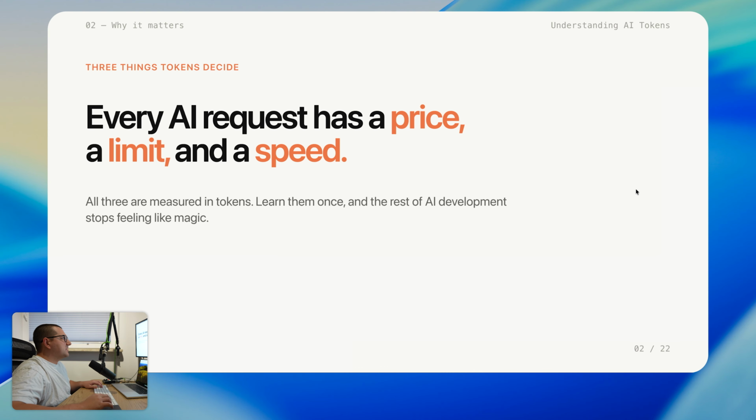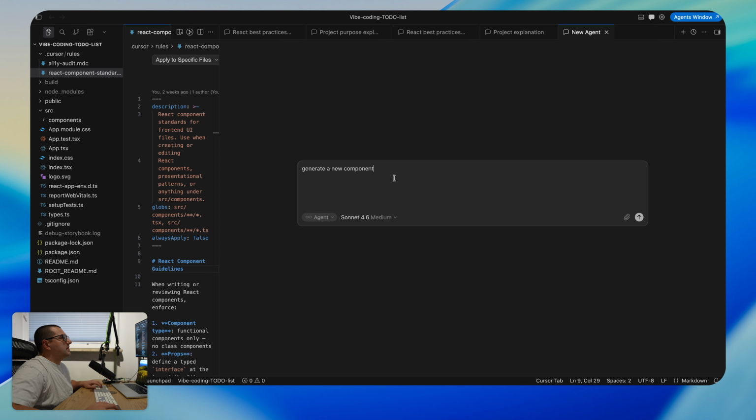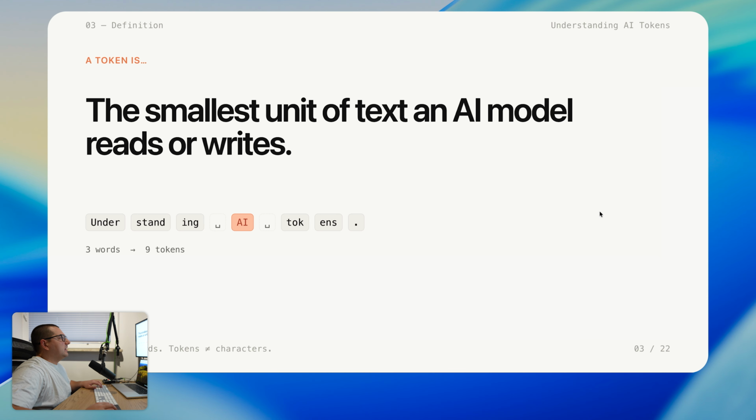So first of all, let's start with AI anatomy, how basically our words transform into AI tokens. Every AI request has a price, limit and speed. In general, when we type something in our Cursor or Claude Code, it's our prompt, and this prompt consists of multiple words. AI token is the smallest unit of text that AI model reads or writes.